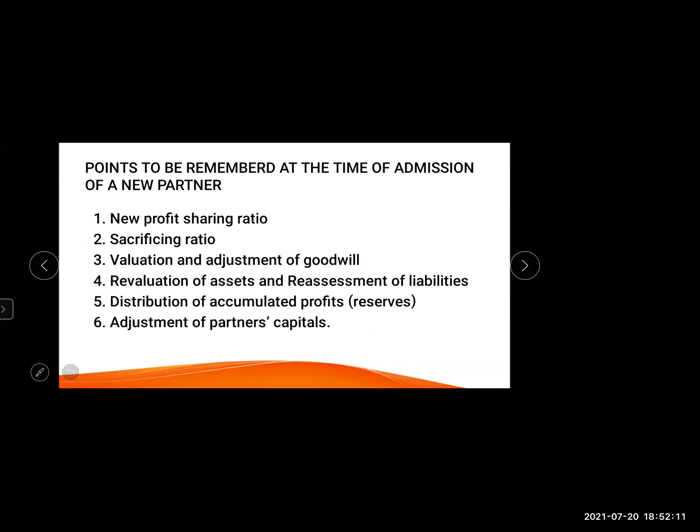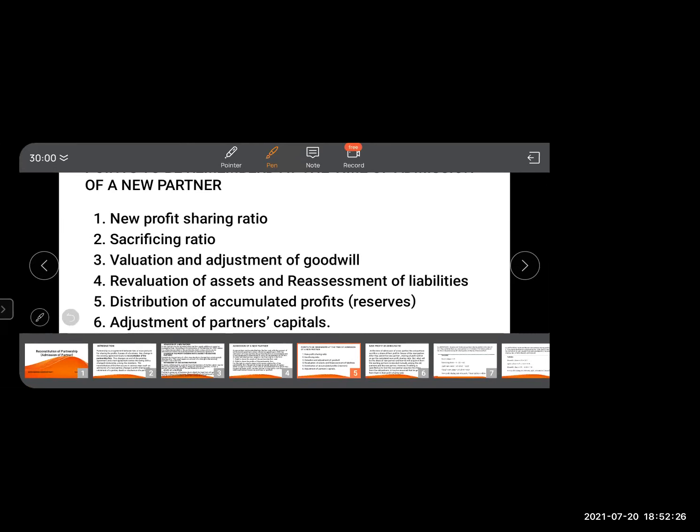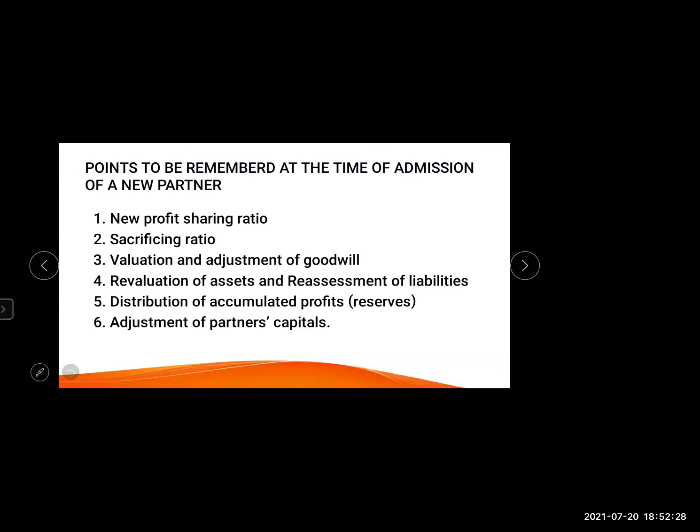Now, these are the points we'll go one by one further. Okay, right now we just check that. Points to be remembered at the time of admission of the new partner. Kya kya hai? New profit sharing ratio humko calculate karna hai. Sacrifice ratio calculate karna hai. Next one is the valuation of the goodwill ka calculation karna hai. Fir assets and liabilities ka karna hai. Reserves ka karna hai. And adjustment of the partners' capital karna hai. These are the scenarios you will see one by one, as you did in the balance sheet, kaise ek scenario, you started calculating, the same way we'll also be doing this. Okay.